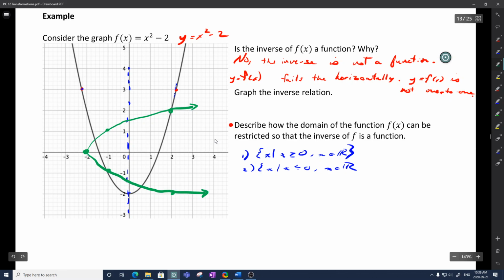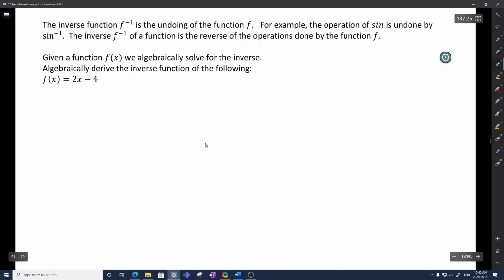Now, just for fun, what is the equation of this top arm? This is called y is equal to the square root of x plus 2. This bottom arm is called y is equal to the square root of x plus 2, but it's reflected about the x-axis, so it's minus. Now, this is going to be very important later on. All right, let's move on.